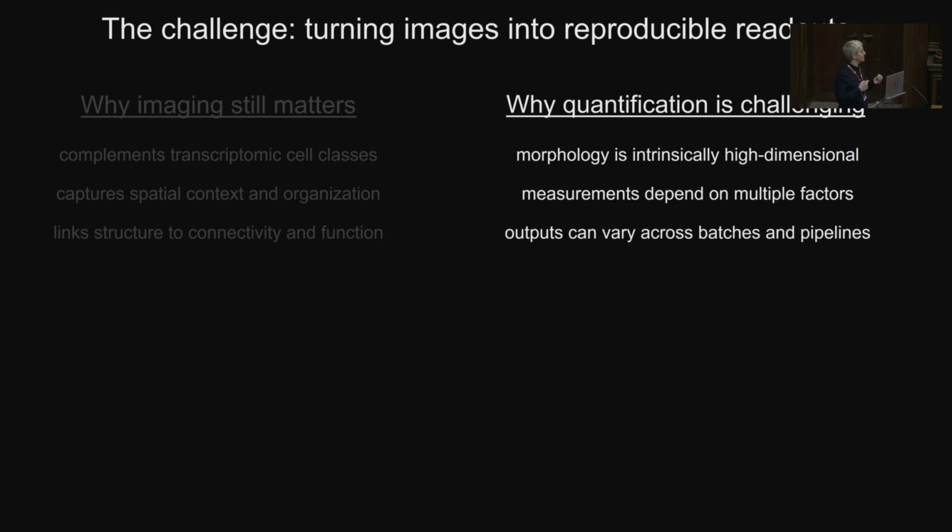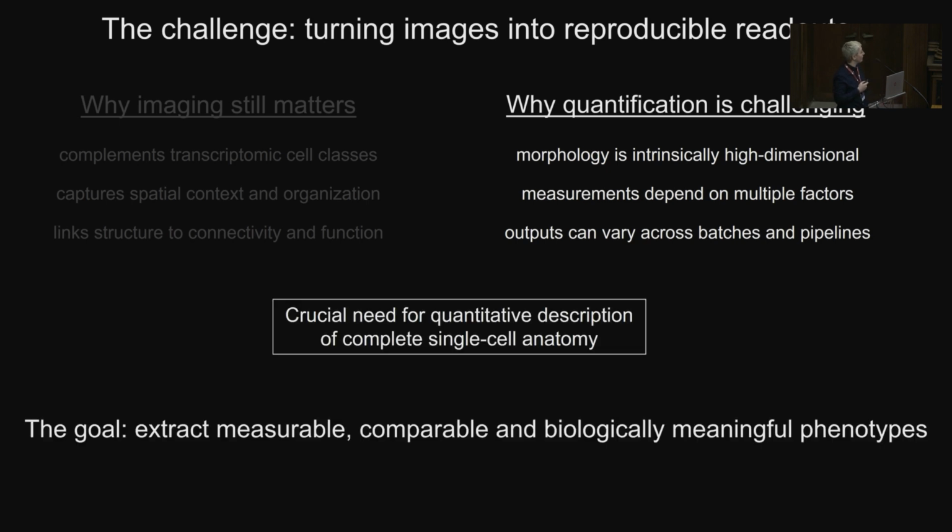Moreover, measurements depend on multiple factors, such as the image acquisition and quality, the segmentation choices, tracing rules, the density of neuronal cells, even in culture, crossing neurites, and also batch-to-batch variability. So we need to find a way to be able to extract measurable, comparable, and also biologically meaningful structural phenotypes.